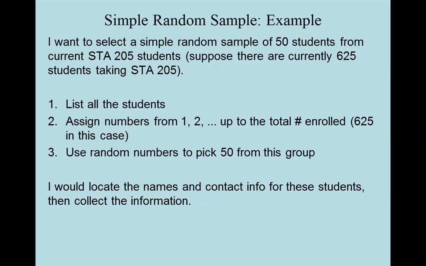For example, I want to select a simple random sample of 50 students from current Stat 205 students. Suppose there are currently 625 students taking Stat 205. So list all the students, then assign numbers from 1, 2, all the way up to the number enrolled, 625 in this case. Use random numbers to pick 50 from this group. I would then locate the names and contact info for these students to collect the information.